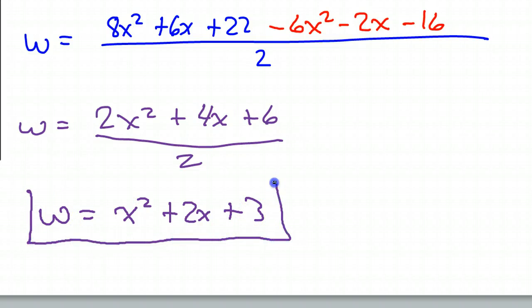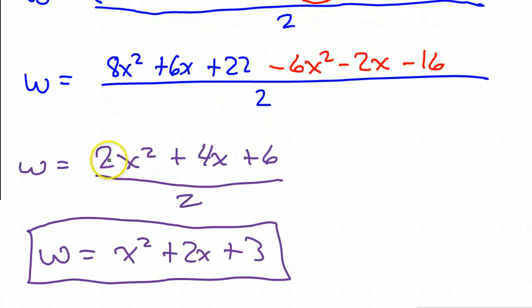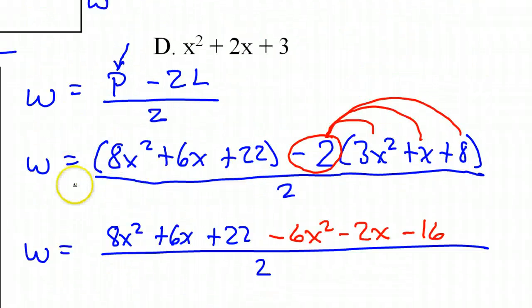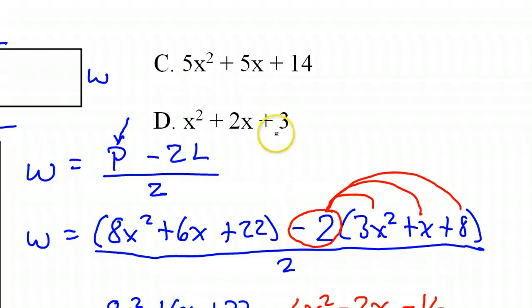Okay, that was a next level problem. The struggle is real, you guys. X squared plus 2x plus 3, and that is D. All that for a multiple choice question. I'll tell you what. Wait, I want to circle it.